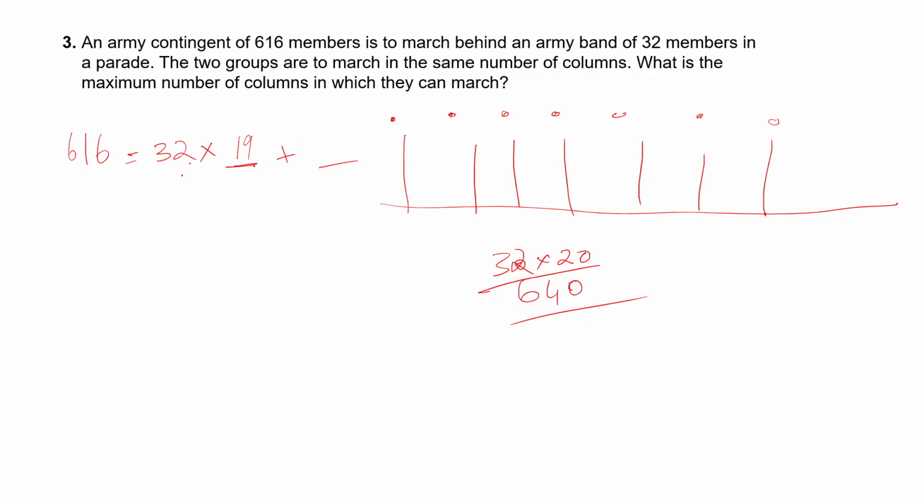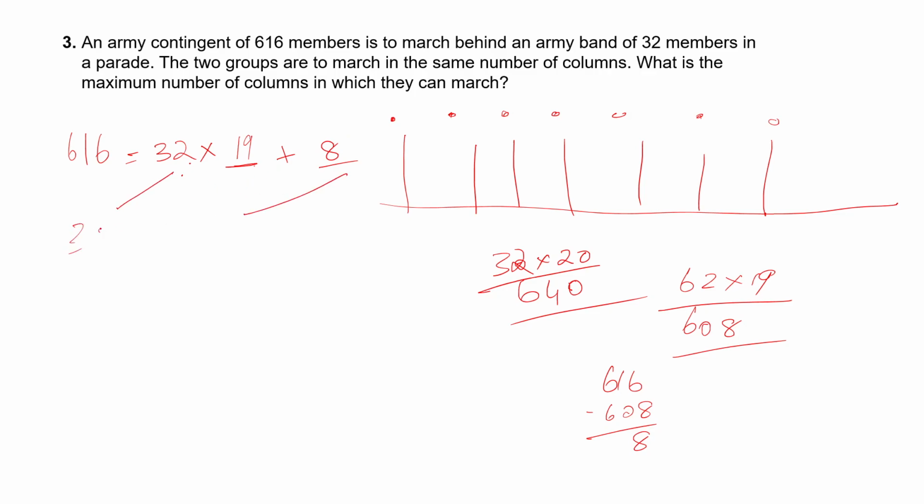So what will be the remainder? 32 into 19 will give you 608. 616 minus 608 will be 8. So the remainder is 8, which is not 0, so again we have to proceed. 32 is equal to 8 into 4 plus 0. So what is B? 8. What is the HCF? 8. So the HCF is equal to 8.